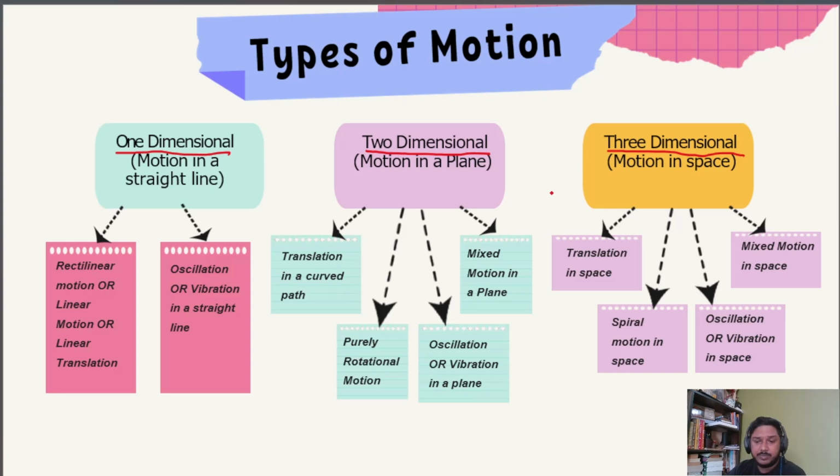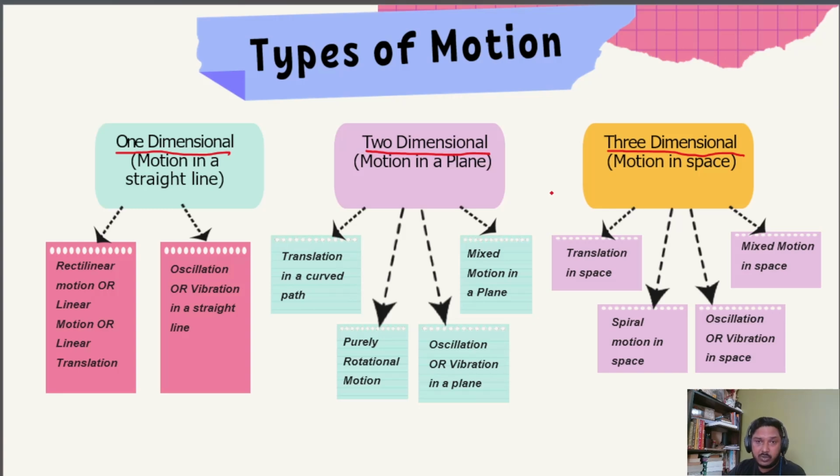Now before getting into the details of 1-dimensional, 2-dimensional and 3-dimensional motion, we need to first understand what are the things that will be required to explain a motion. To explain a motion, the most important thing that you need is a reference point. That is a point with respect to which all the parameters will be measured. These parameters can be displacement, velocity, acceleration, and so on.